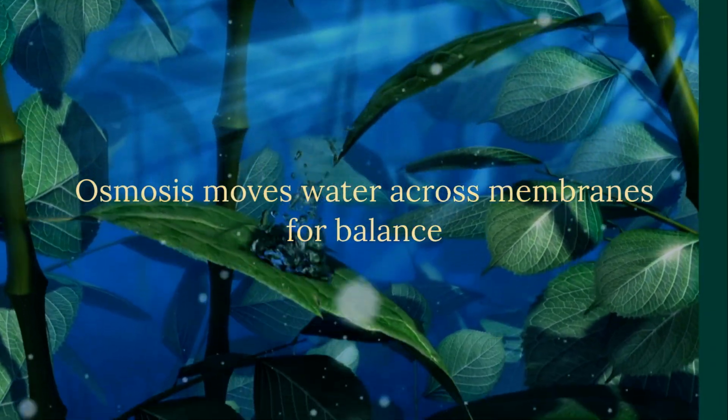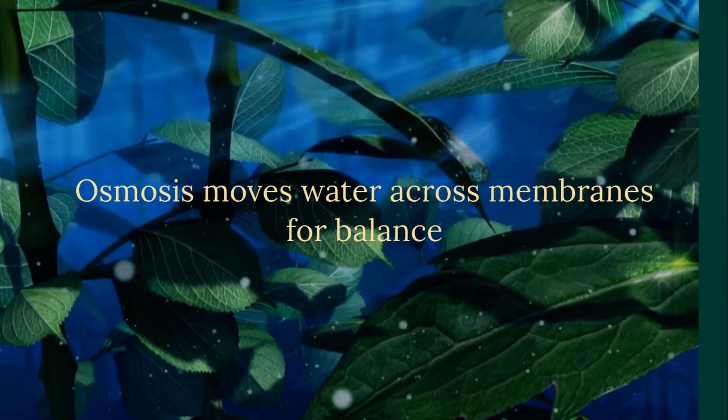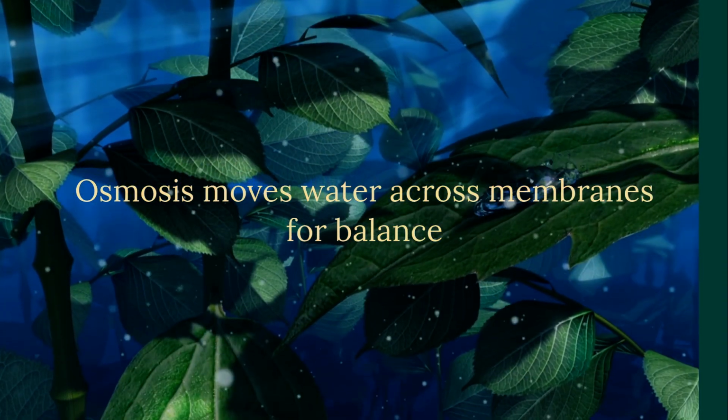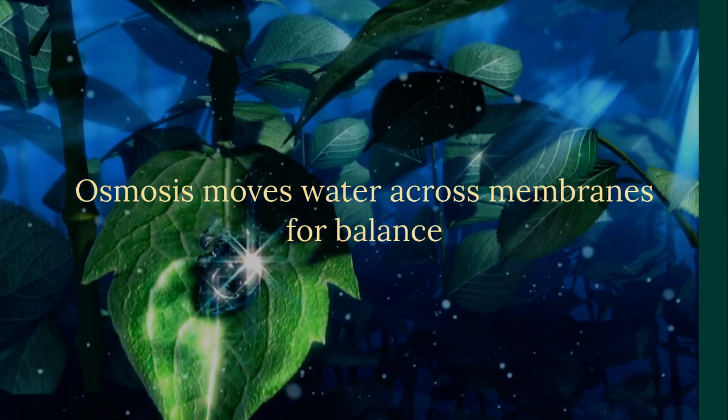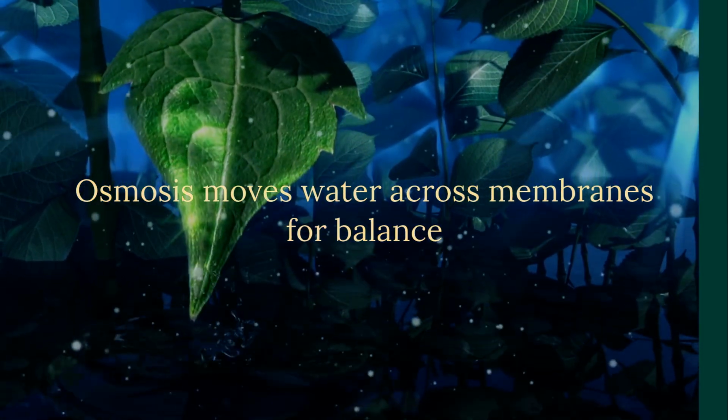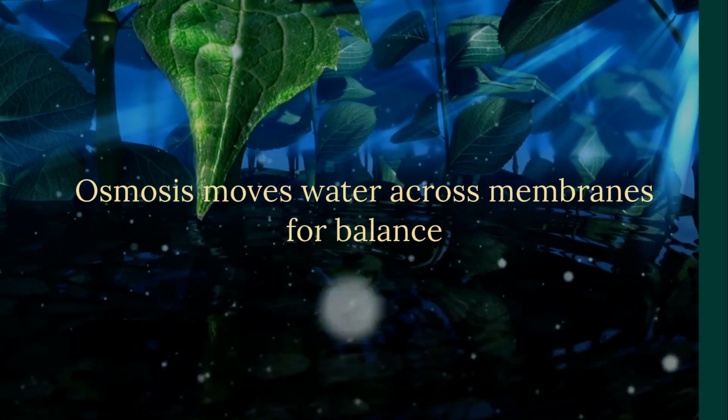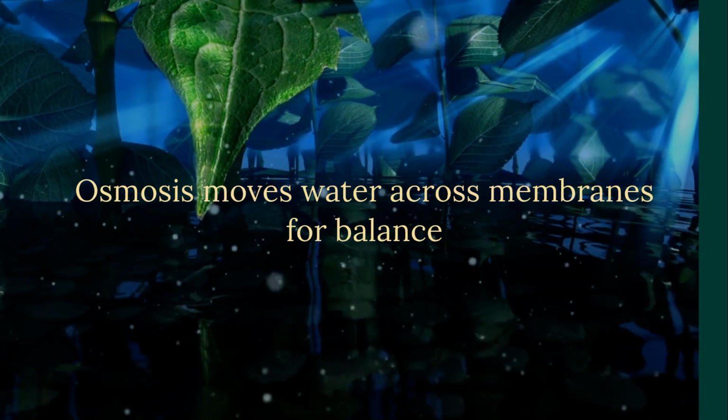Osmosis involves water movement across a membrane. It moves from higher to lower water potential. Osmosis maintains cell volume and balance. In plants, it keeps cells turgid for growth. In animals, it prevents water loss or gain.